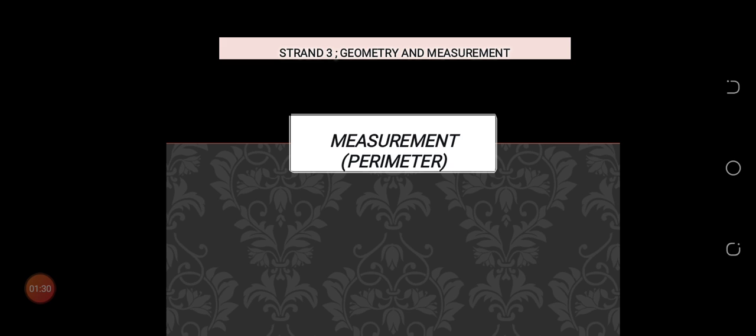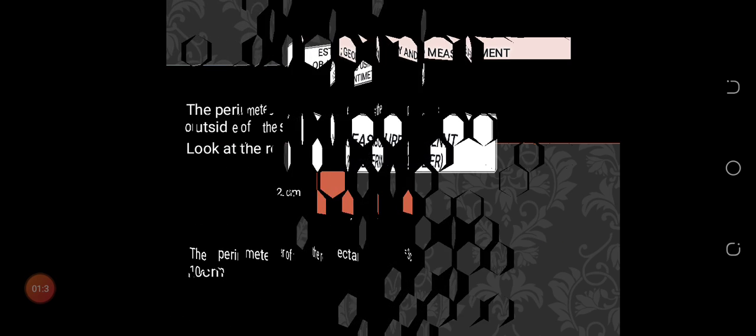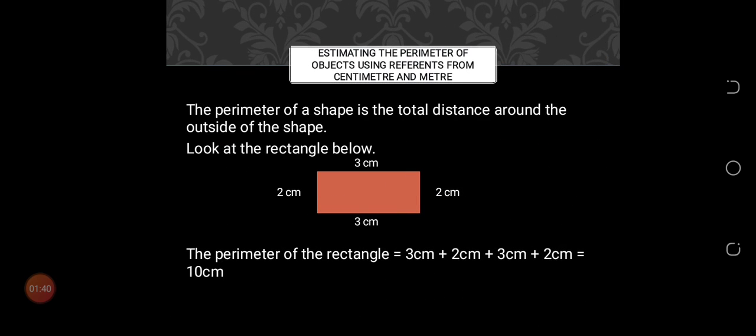Today, we are moving on to measurement, and we are going to talk about perimeter. So, estimating the perimeter of objects using reference from centimeter and meter. When we say perimeter, the perimeter of a shape is the total distance around the outside of the shape.